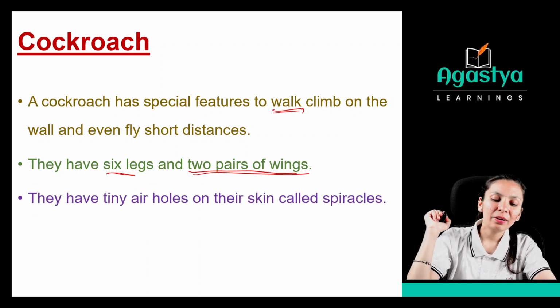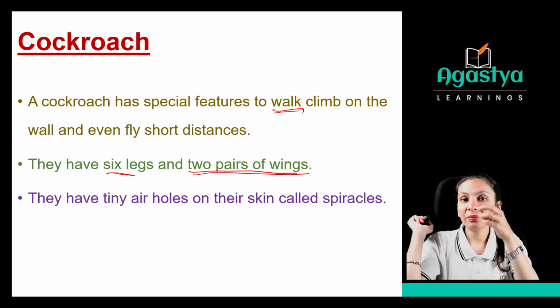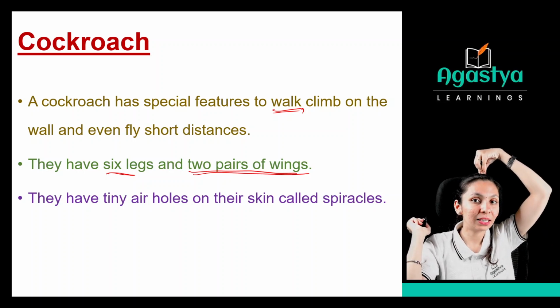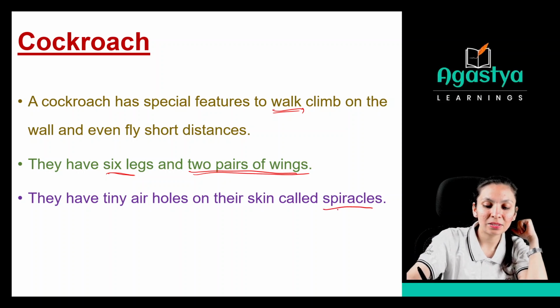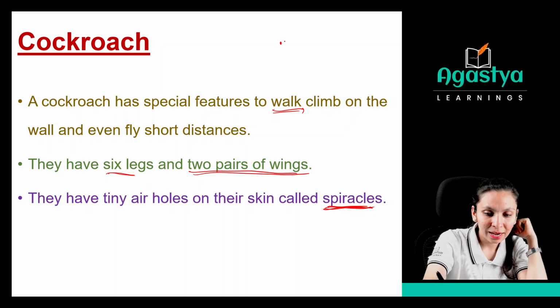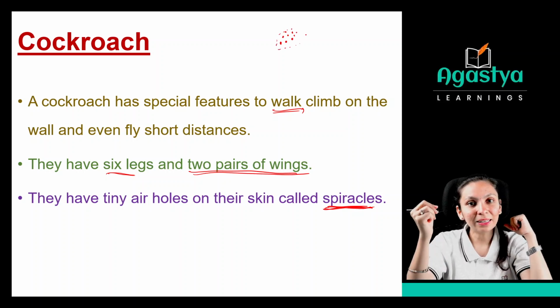They have tiny air holes on their skin called spiracles. See, as we have seen for the dolphin, they have the air hole which is present at the top of their head. Now this cockroach has the spiracle structure. So what do you mean by the spiracle structure? The spiracles are the tiny holes which are present on the body. Clear? Okay.